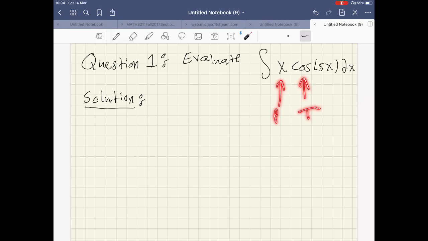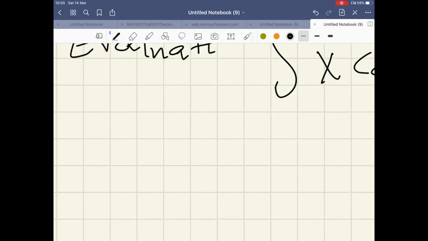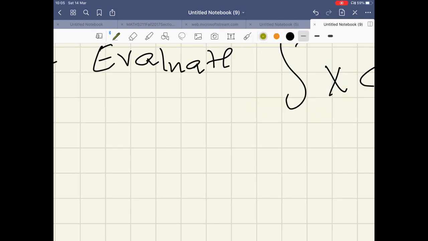And in order to use integration by parts, we need to identify one function as u and the other function as dv. So we have to choose u and we have to choose dv. Now, the best strategy that will work 90% of the time in choosing u is using this keyword here, which is LIPET, and this is the way we choose the u.